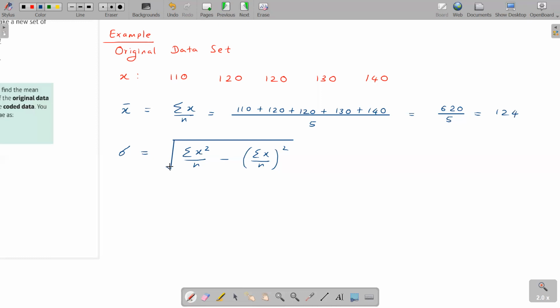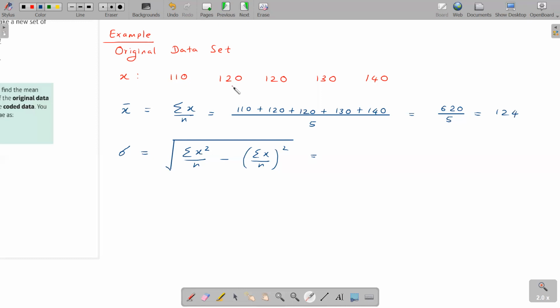Okay, so this is the equation. Remember, this is the equation that doesn't involve frequency, right? I have to use the equation that doesn't involve frequency. Guys, what is sigma x square? Sigma x square means you have to add all these x values by squaring them, right?